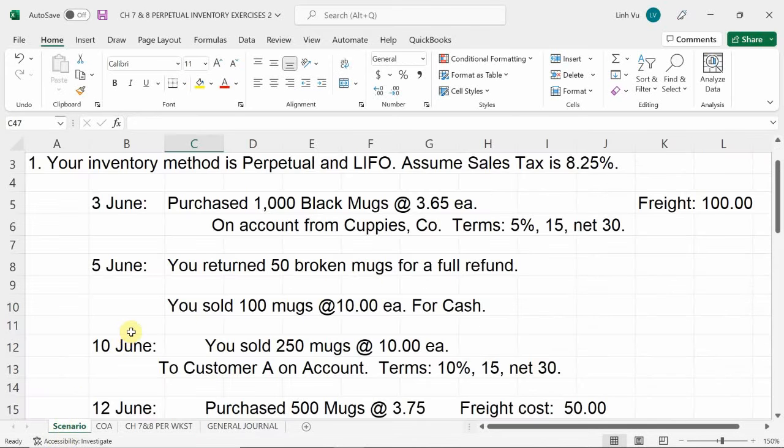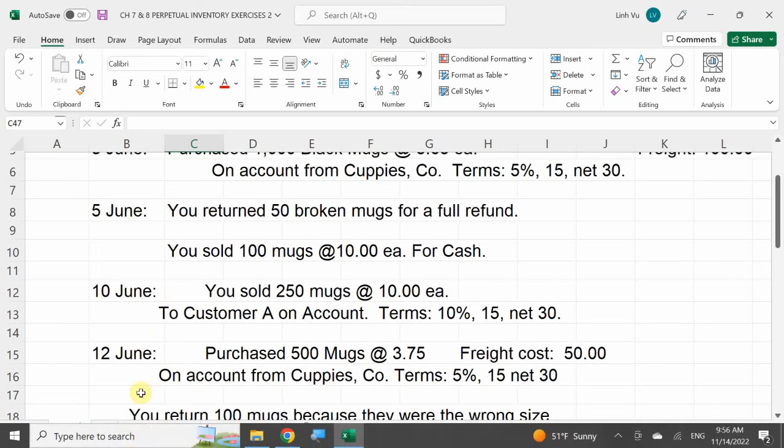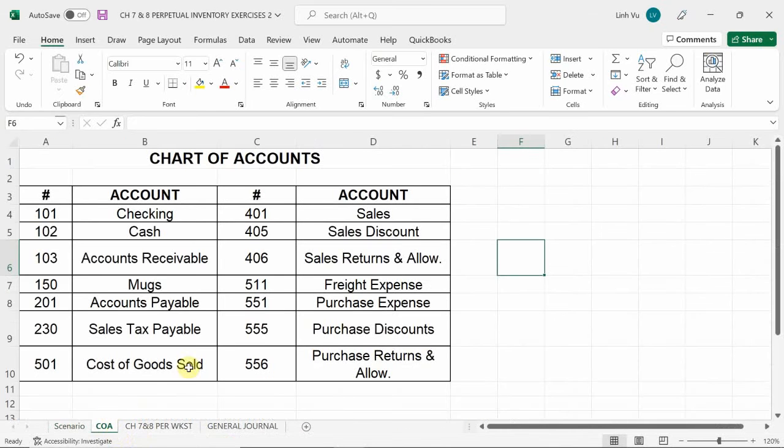Okay, so let's see what's next. Okay. That very same day, you end up selling 100 mugs at $10 each for cash. Okay. So let's see. We got to record the sales. In this case, I received cash as well. Okay. So I received cash. I sold. And I said that you're going to have to charge sales tax at 8.25%. So there you go. You got cash, 102. Sales tax, 230. Sales itself is 401.